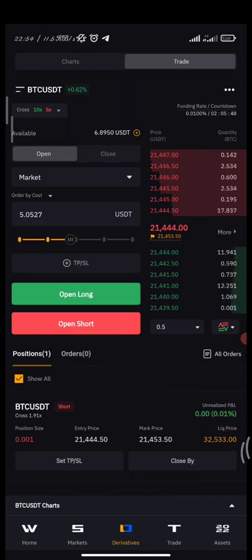So you can see it has turned green. Green is what everybody wants. Nobody wants to see red. You can see the minus. You can see my liquidation price there, that is 32,533. Are you getting my message?